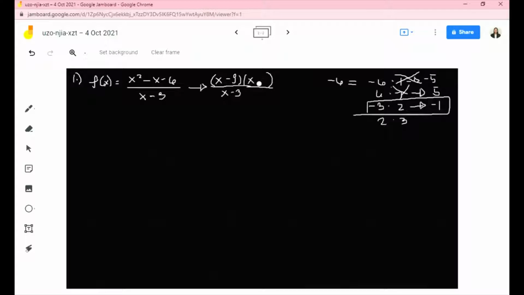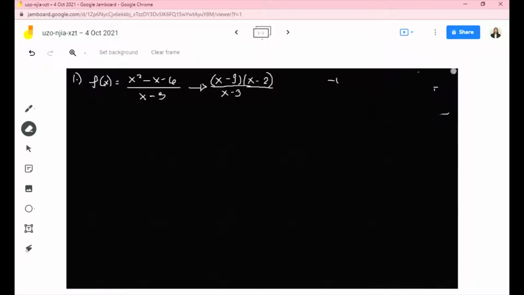This is now the factored form of your function. So x squared minus x minus 6 over x minus 3 can be written as x minus 3 times x minus 2 all over x minus 3. Now let me erase this to get more space. So first, we'll look for the domain.